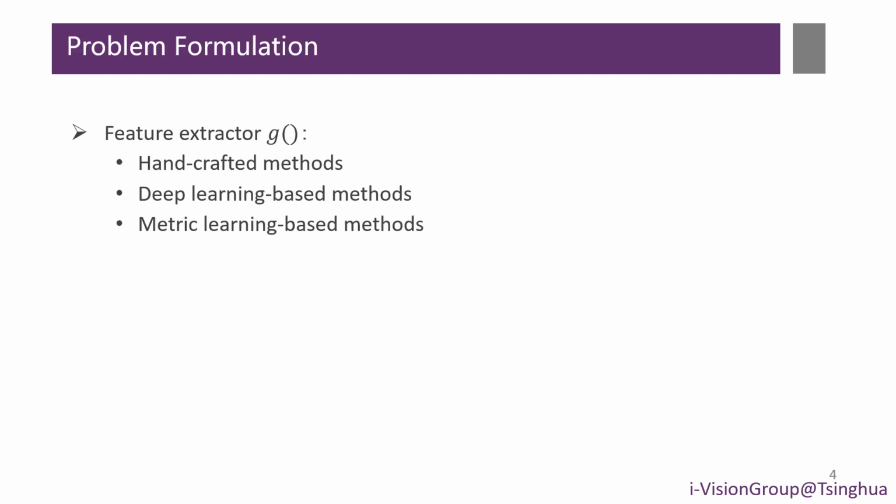To formalize the problem, we first use function g to denote the feature extractor. Handcrafted methods usually design shallow features by hand to implement the extractor g, whereas deep learning-based methods usually learn a deep neural network as the extractor g. Metric learning-based methods usually first use handcrafted features or deep features as the initial sample features, and then learn a distance metric. In the end, we obtain the projected features using the learned distance metric.